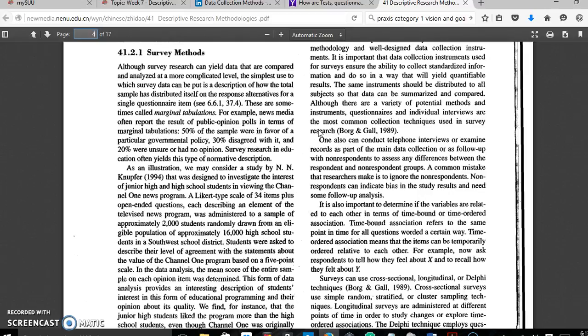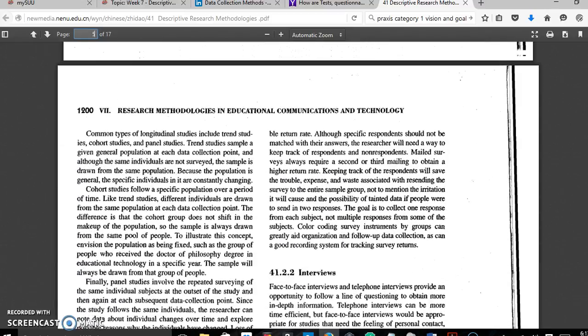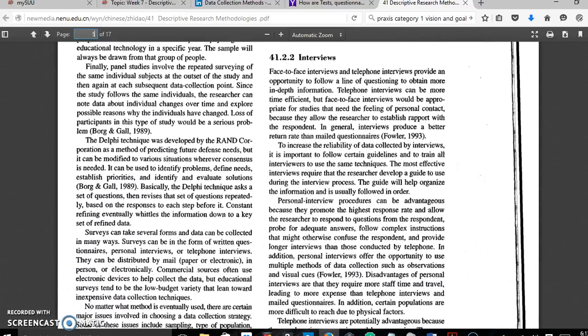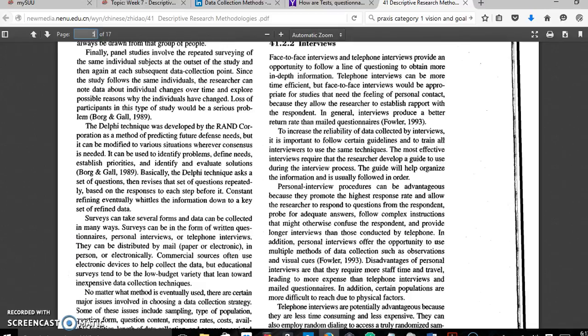And as we went down to interviews, this particular paper talked about face-to-face interviews and telephone interviews, and what was important about those was that all interviewers are well trained in the same technique so that they are able to better produce appropriate answers for the study.